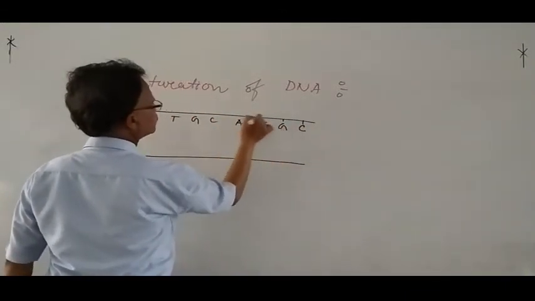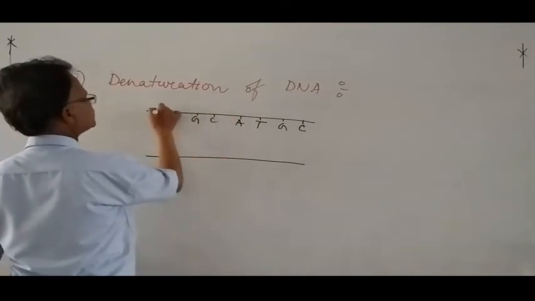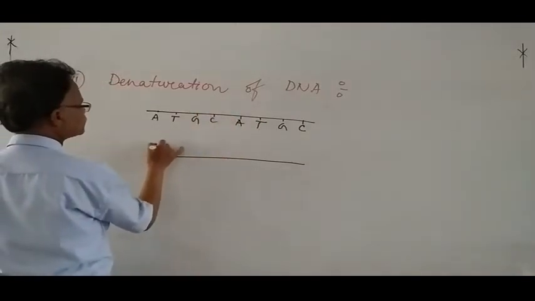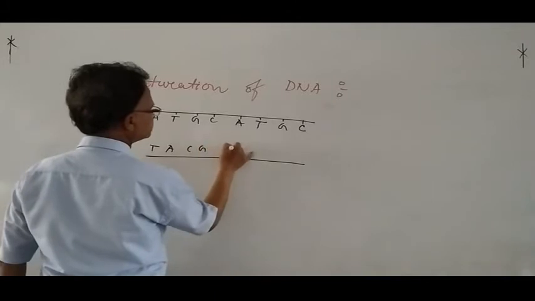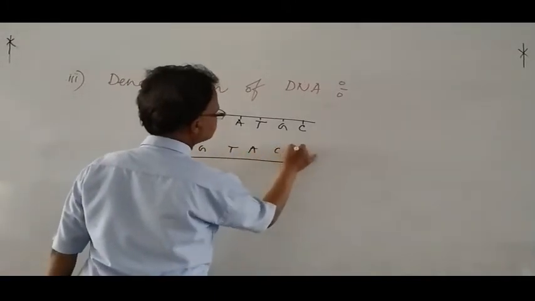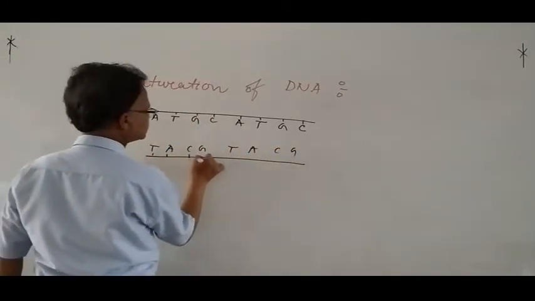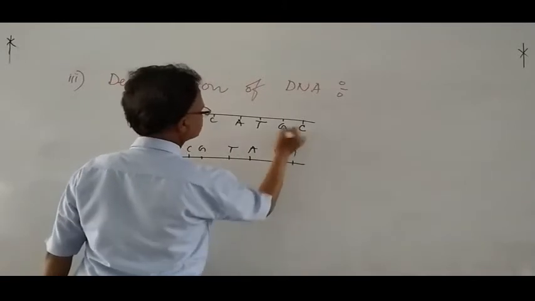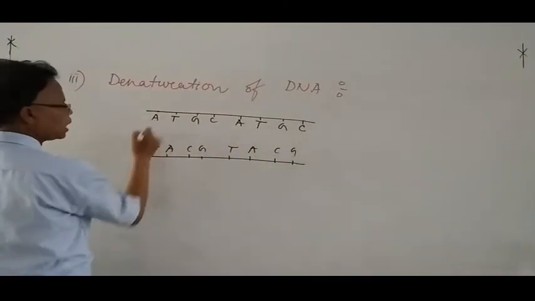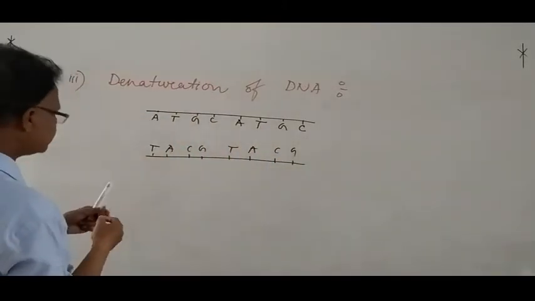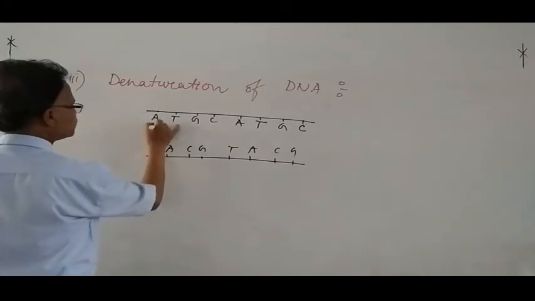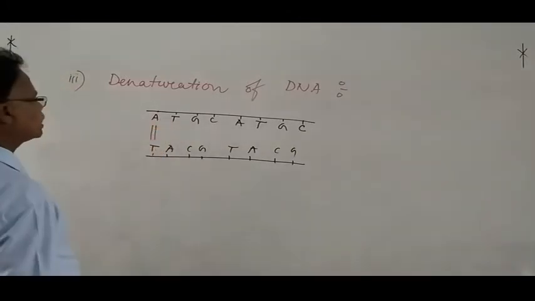Suppose A T G C A T G C. Here we go, T A C G T A C G T A C G. Between A and T there are two hydrogen bonds present between the two strands of the DNA molecule.